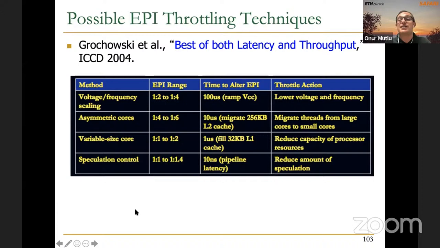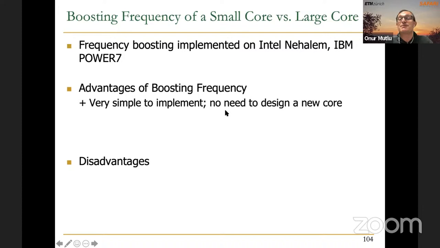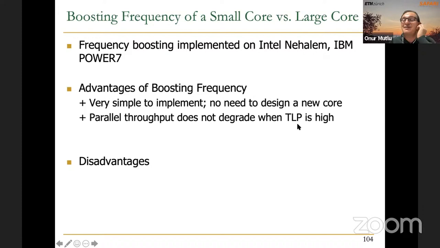One thing that's missing in this picture is IPS. They don't talk about instructions per second over here. You should add that. And there are different times to alter EPIs and different throttling actions, if you will. And clearly, boosting frequency of a small core versus large core is already implemented. Intel Nehalem, IBM Power 7 were some of the first processors to implement it. The advantage is it's very simple to implement, no need to design a new core. Parallel throughput does not degrade when TLP, thread level parallelism, is high, whereas large core kind of degrades it, as we discussed, and it preserves the locality of the boosted thread.